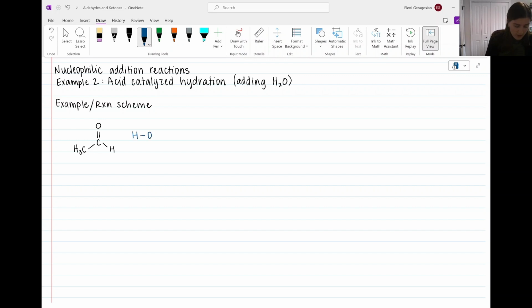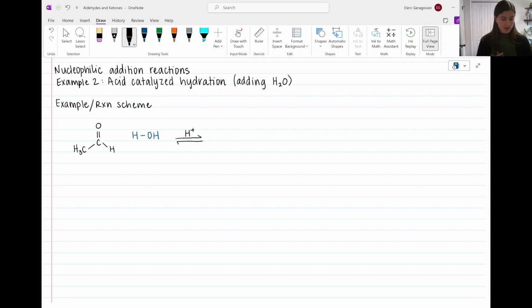We are adding water. I'm going to represent that as HOH. We have some acid present in solution. This is another reversible reaction. Now, the acid that's present could be sulfuric acid, it could be hydrogen chloride, hydrogen bromide. There are a lot of different options. As long as we have a strong enough acid for what's required in this reaction, we can have various acids present.